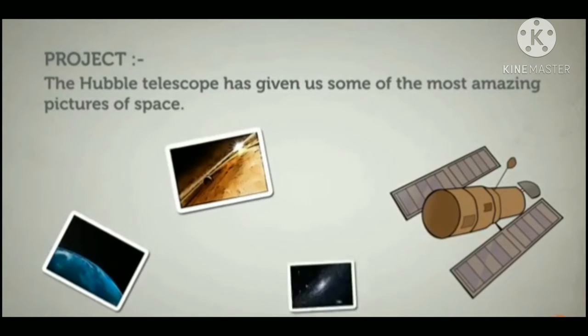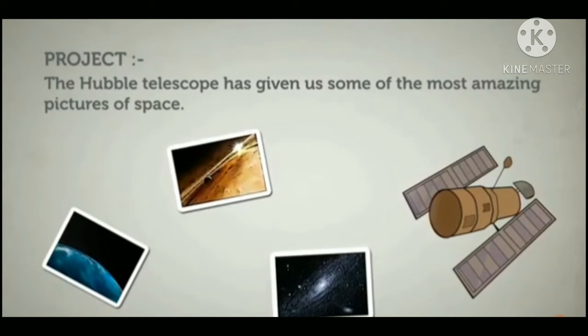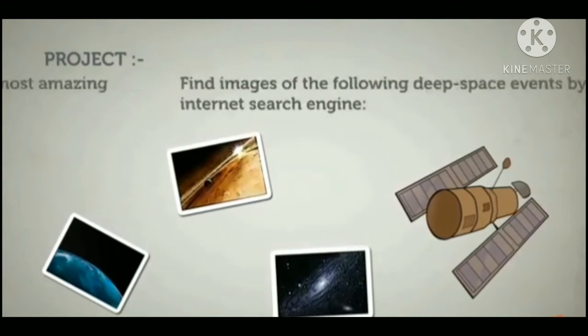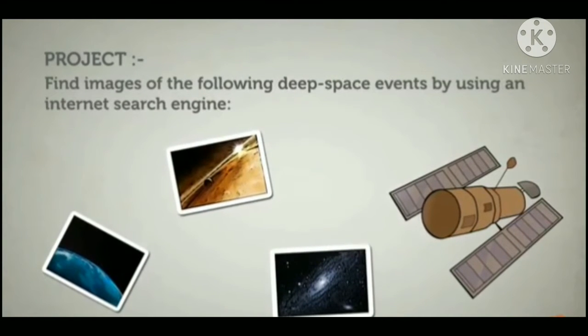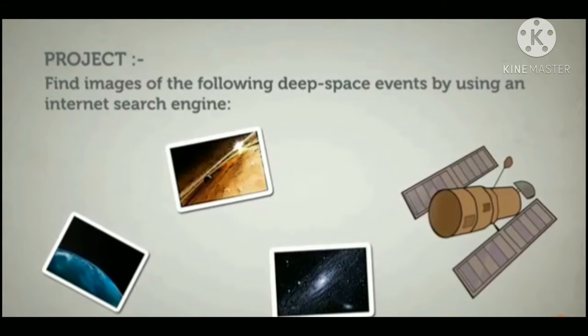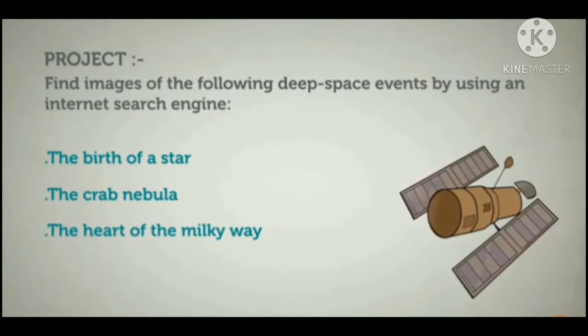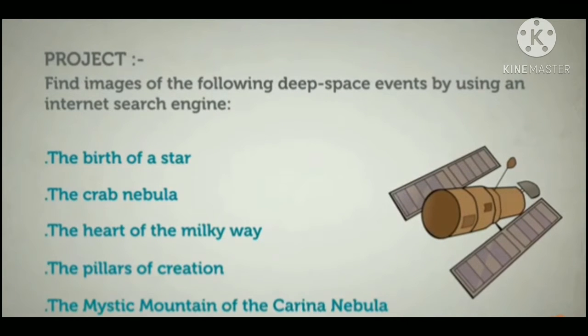Project. The Hubble telescope has given us some of the most amazing pictures of space. Find images of the following deep space events by using an internet search engine: the birth of a star, the Crab Nebula, the heart of the Milky Way, the Pillars of Creation, the Mystic Mountain of the Carina Nebula.